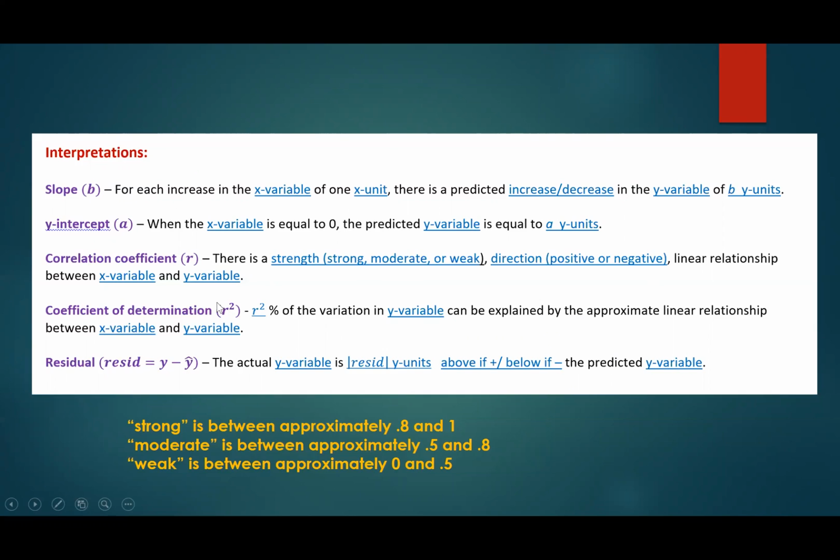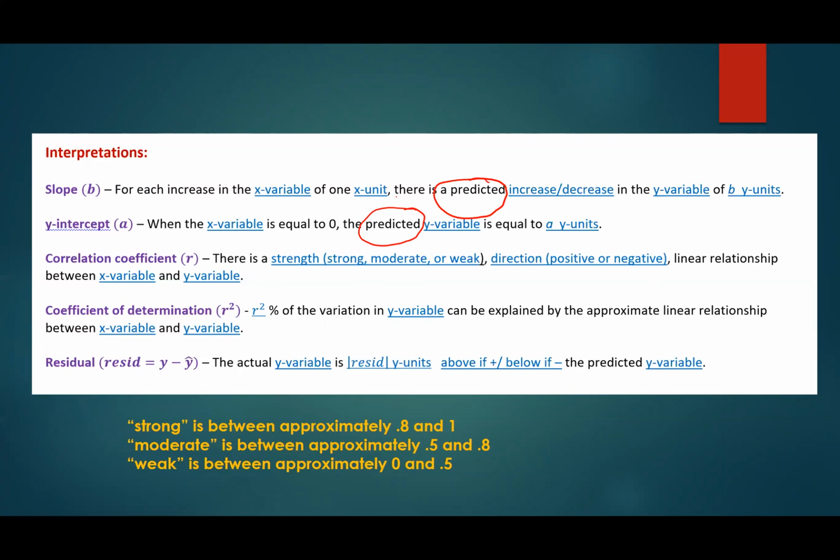Also, make sure you include the word predicted or something else that's a modifier like that. You could also use on average, but something that indicates that that amount is not exact. Same thing with the y-intercept. When the x variable is equal to 0, the predicted y variable. Make sure you say predicted or average.